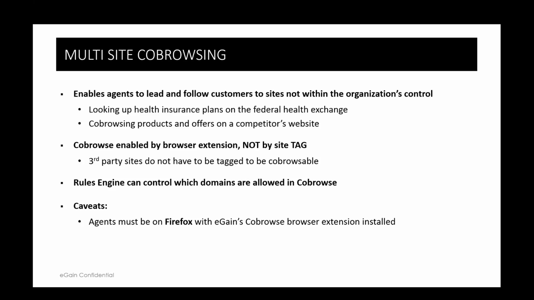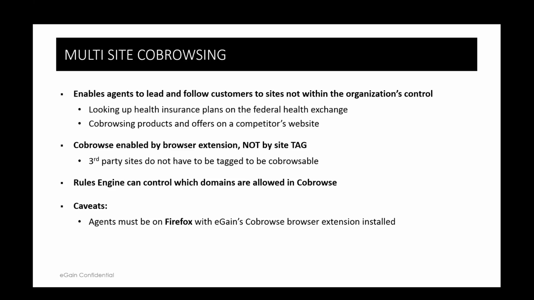Second thing is that co-browse is enabled by a browser extension. The browser extension is available only for Firefox, which means the agent requires Firefox. However, the eGain consoles are enabled only on Internet Explorer, so now the agent has to shuffle between IE and Firefox to get this capability enabled. Those are some of the things you will run into, so you might want to cover that in a nice way with the customer ahead of time, before we even get into a multi-site discussion with them. It's a fairly powerful feature.